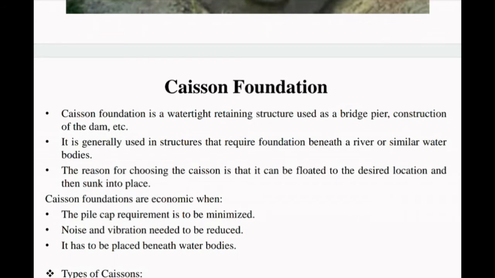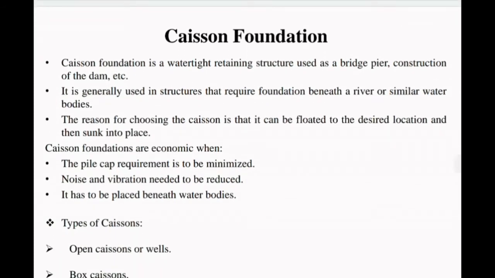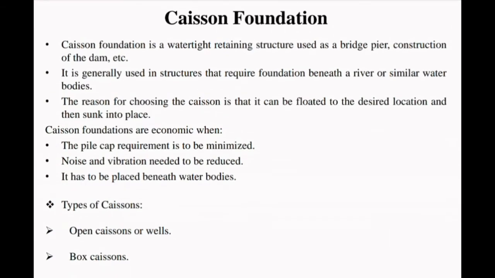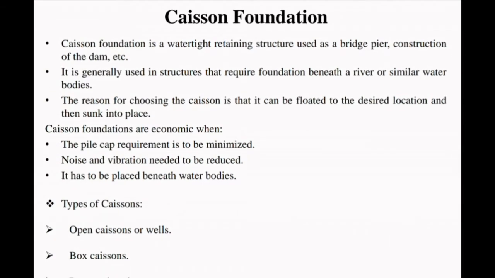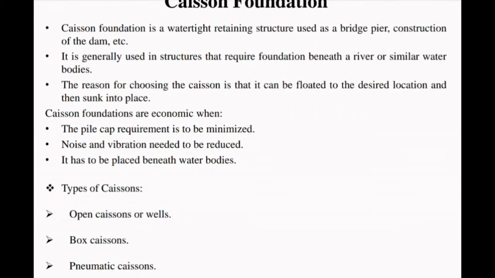Now we are going to see about the caisson foundation. A caisson foundation is nothing but a watertight retaining structure. It's used for bridge piers, construction of dams, etc. It's generally used in structures where they require foundation beneath rivers or similar water bodies. The reason for choosing the caisson is that it can be floated to a desired location and then sunk into place. We can say that the caisson foundation is economical when the pile cap needs to be minimized, when noise and vibration need to be reduced, and when it has to be placed beneath water bodies.